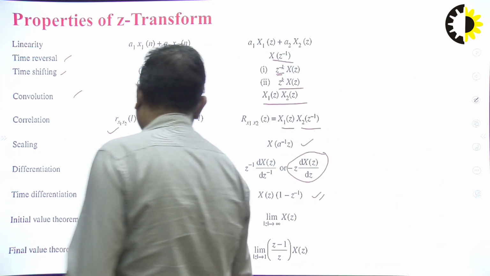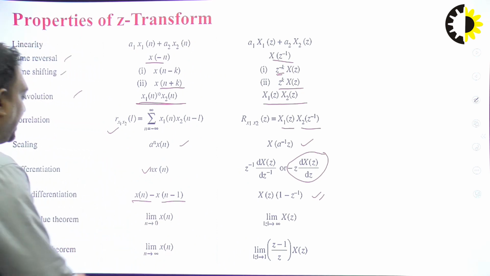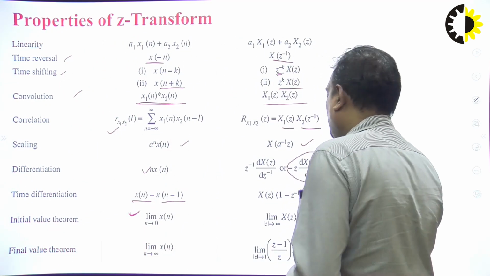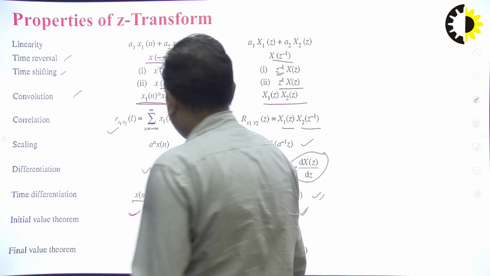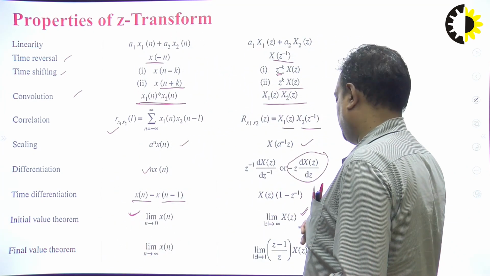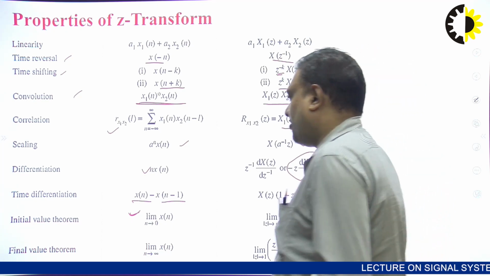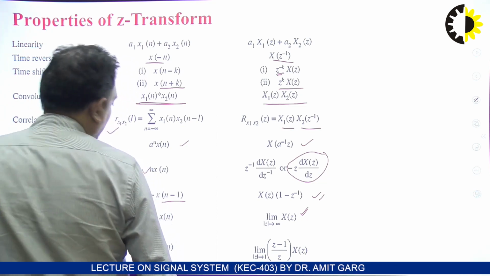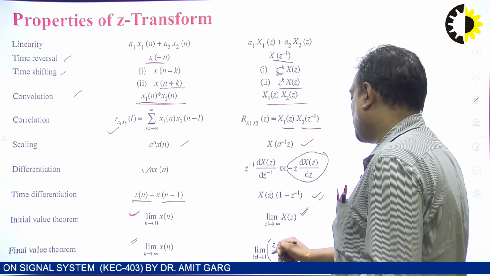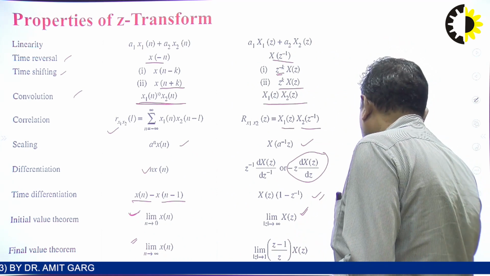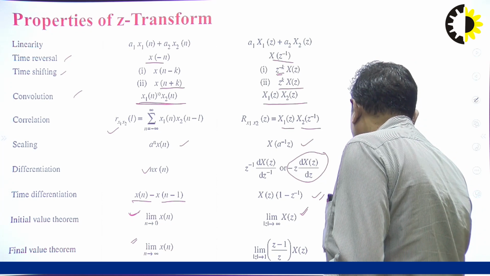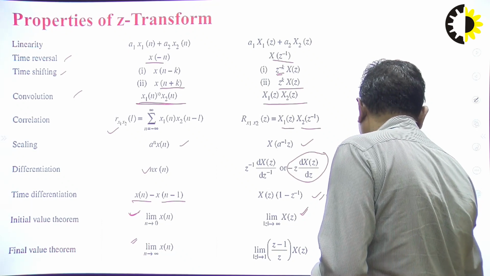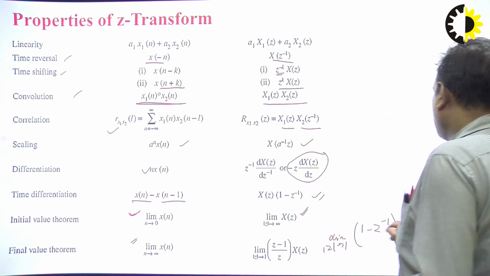Then the initial value theorem. Limit of x(n) for n tends to 0 will become limit of X(z) as mod z tends to infinity. If you want to calculate the initial value, we can easily find it from the initial value theorem if we are given the z transform. And the final value theorem: limit n tends to infinity of x(n) can be written as limit mod z tends to 1 of (z minus 1) upon z X(z), or in another way, limit mod z tends to 1 of (1 minus z to the power minus 1) X(z).